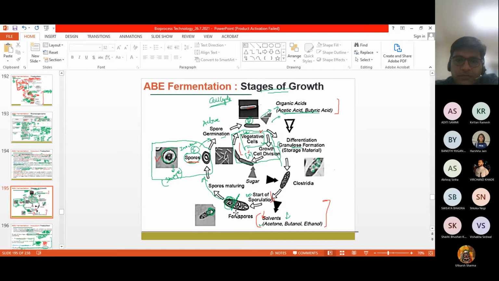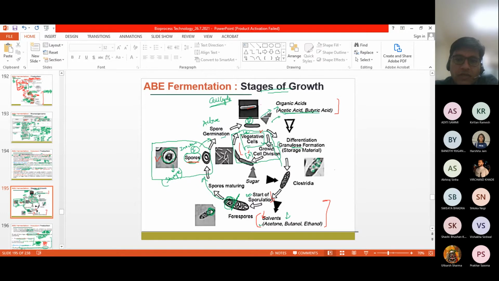Okay, so there are different stages of the growth of these Clostridium species, and depending upon which stage, if it is in the vegetative cell or it is in the form of spores, the type of the compound that is produced differs. So if it is in the vegetative cells, they are into the production of the organic acids. If it is in the form of spores, it produces the solvent. So if you are targeting to produce your solvent, that is acetone, butanol, ethanol, you have to have your microorganism in the form of spores.